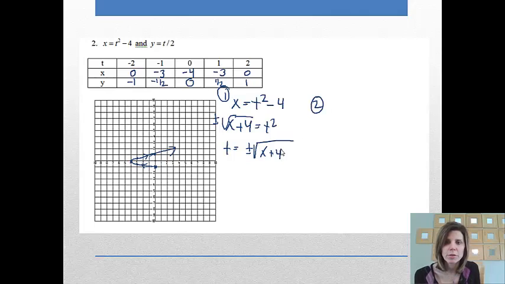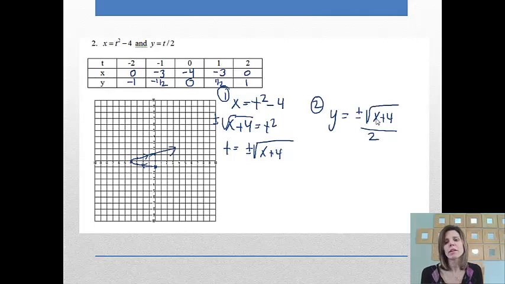And then step 2 is to take that t and put it into my other equation. So I'll have y equals plus or minus the square root of x plus 4, all over 2. So that would be my equation. And if you'll notice, this is a positive and negative square root of something, the positive would actually be this first square root, and then the negative one would give me this square root. The only thing that this equation doesn't do is show that the graph actually stops right here.